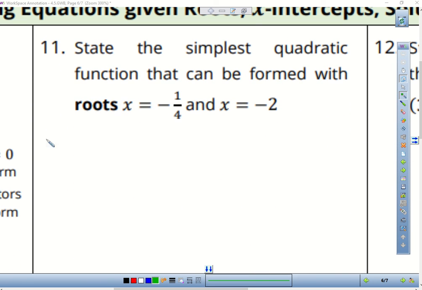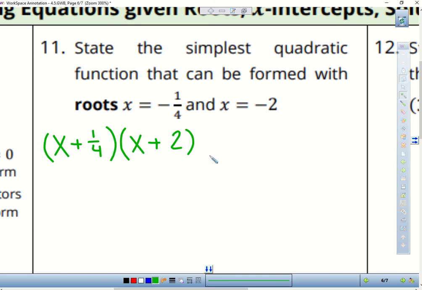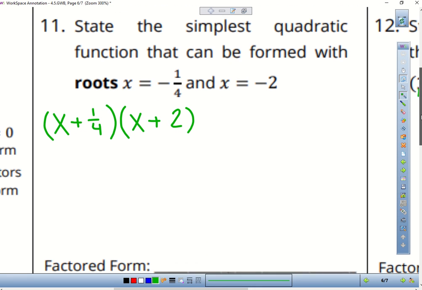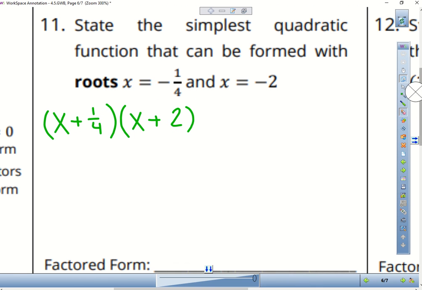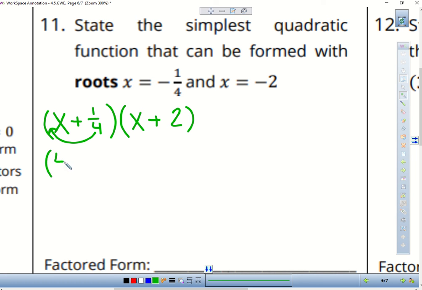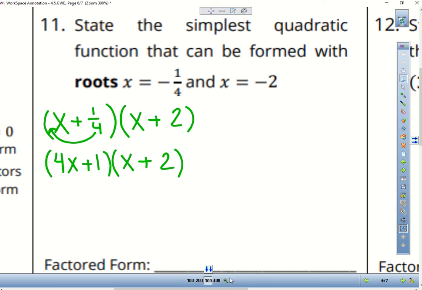They're going to switch. So this would mean that they came from x plus 1/4 and x plus 2. Now there is one little issue with this. When you're in proper factored form, you can't have a fraction. So what can I do with this denominator? Bring it out front in front of the x. Good. So this is what we call its proper factored form.